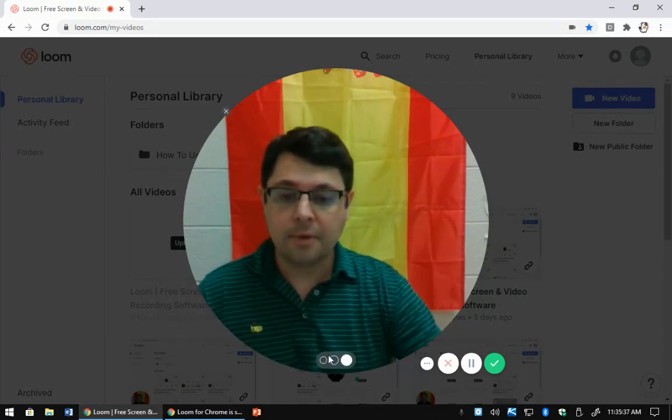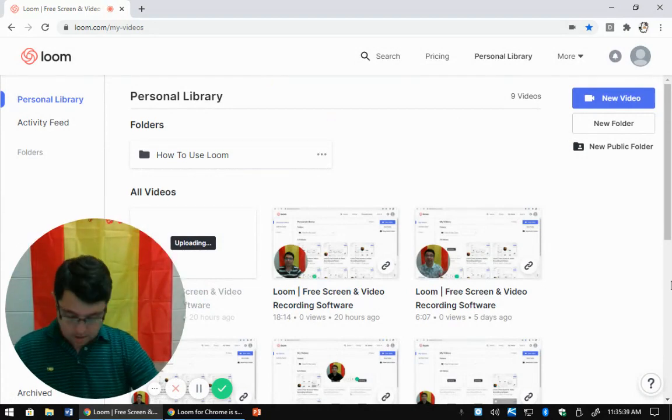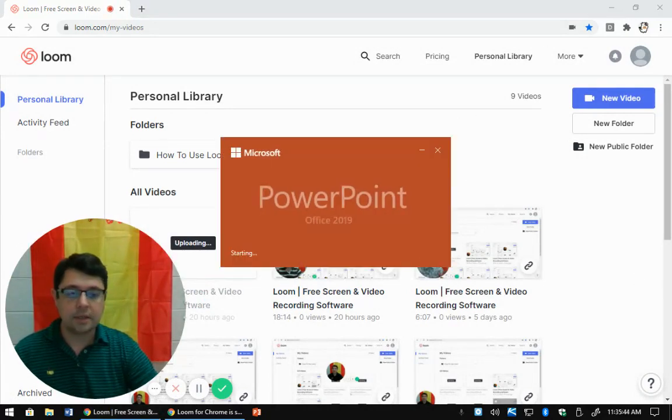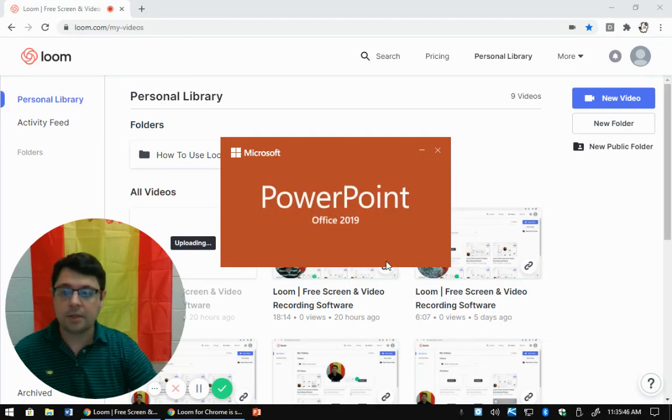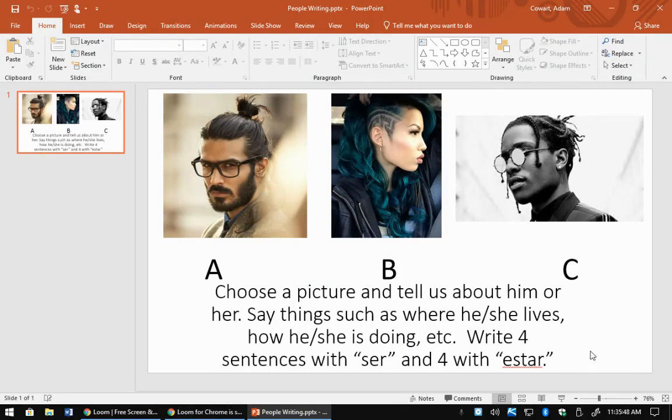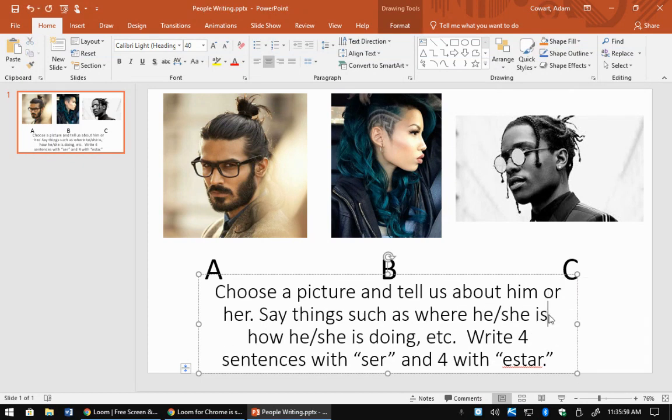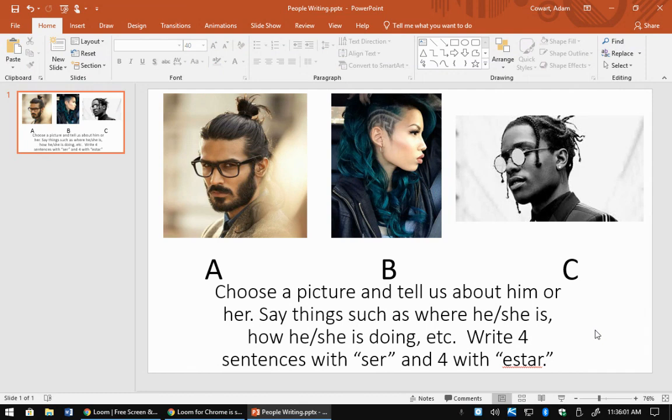All right, here's your assignment for today. And let's have a look. So this assignment is this. It's going to be on Google Classroom as always. It's going to count as a quiz grade. It says, choose a picture and tell us about him or her. Say things such as where he or she is, how he or she is doing, etc. Okay, the whole point is I want you to write 4 sentences with ser and 4 with estar.